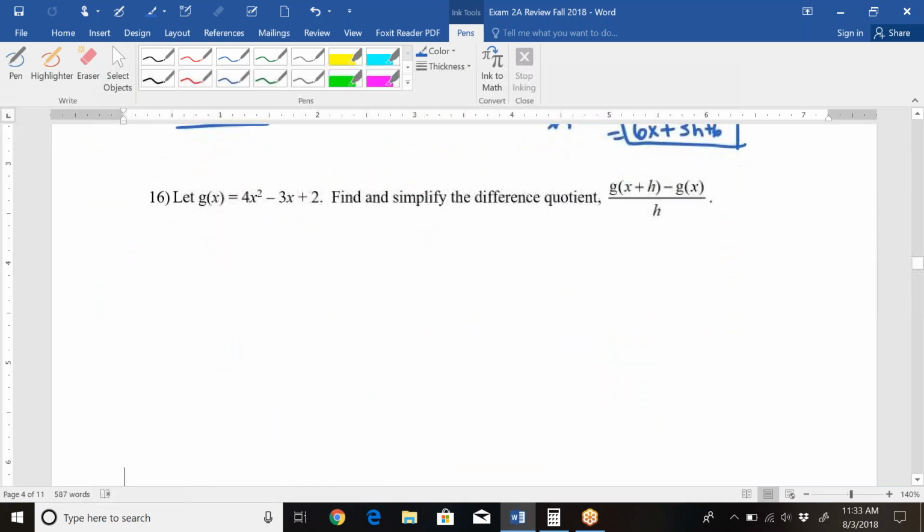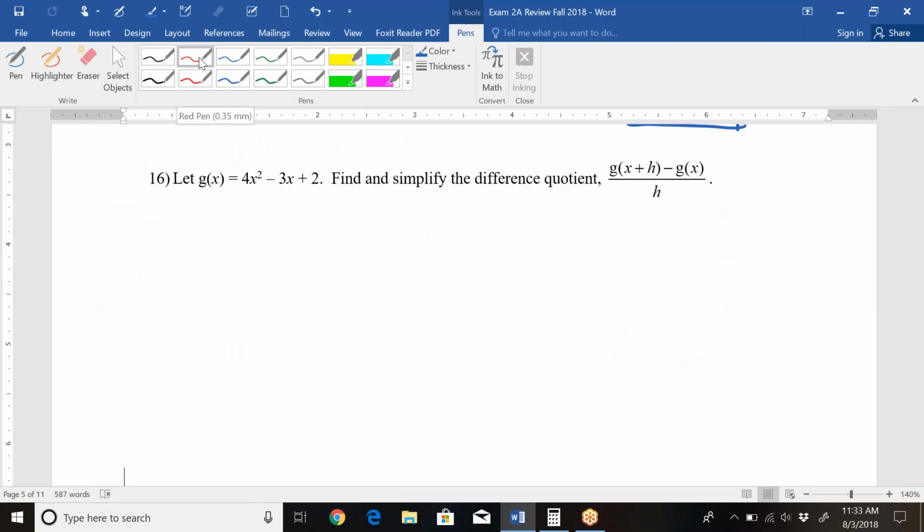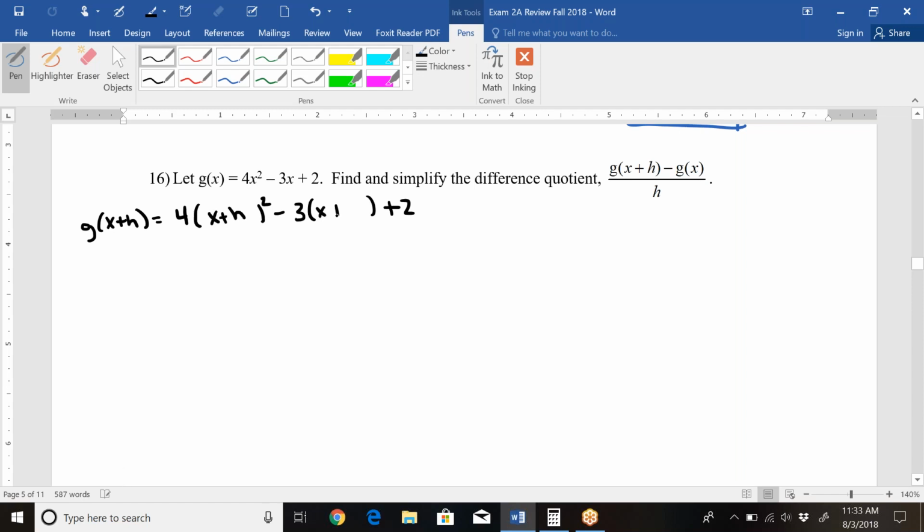There we go. So we're doing g of x plus h, which again, write this as if the x's are missing. So that's 4 blank squared minus 3 times blank plus 2. Fill in x plus h for each of the blanks. This is 4 times x squared plus 2xh plus h squared. We just did that guy. Remember, it's x plus h times x plus h. That's what that is. And then this would be negative 3x minus 3h.